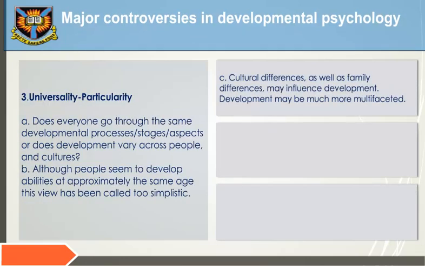3. Universality, particularity. A. Does everyone go through the same developmental processes, stages, aspects, or does development vary across people and cultures? B. Although people seem to develop abilities at approximately the same age, this view has been called too simplistic. C. Cultural differences as well as family differences may influence development. Development may be much more multifaceted.